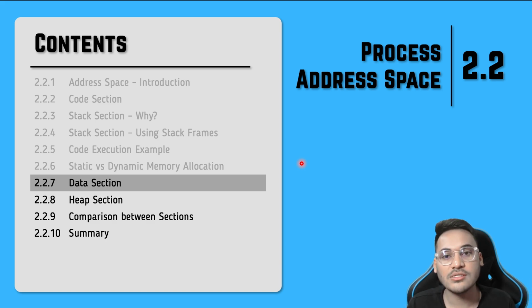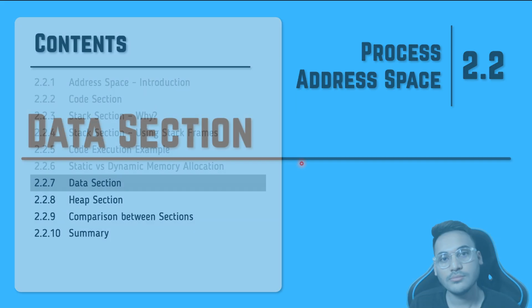There are several sections, and we have been talking about these sections. We have studied the code section and the stack section; the remaining two are the data and heap sections. And in this video, we are going to look at the data section. So let's understand why we need the data section and what it contains. Without further ado, let's get started.